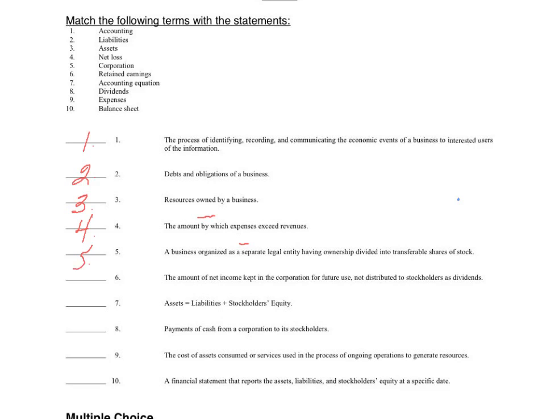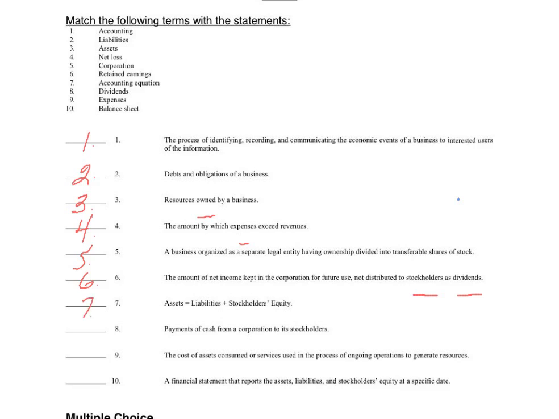Okay. The amount of net income kept in the corporation for future use, not distributed to shareholders, you remember that term, and dividends. Dividends is what we pay back to the shareholders. So the amount of net income we keep is called the retained earnings account, not statement. Number seven, assets equal liability. That's our balance sheet equation, or called the accounting equation.